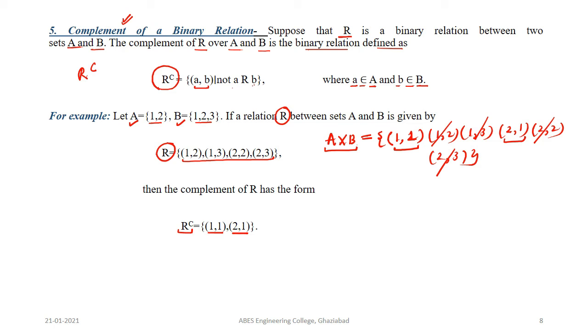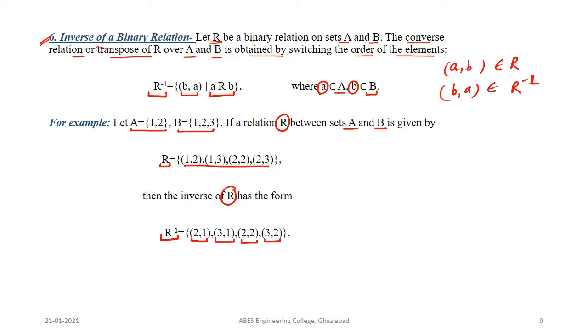It means R complement will consist of the ordered pairs from A Cartesian product B which do not belong to the relation R. As we can see, (1,2) also belongs to the relation R, so we have to remove this ordered pair. (1,3) also belongs to the relation R, so we have to remove this also. (2,2) is also in the relation. (2,3) is also in the relation. So we are left with the two ordered pairs (1,1) and (2,1). Like this we have to perform the complement operation over the relation.